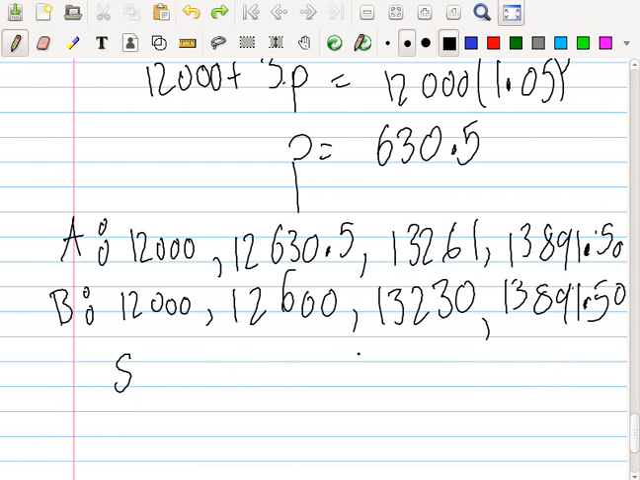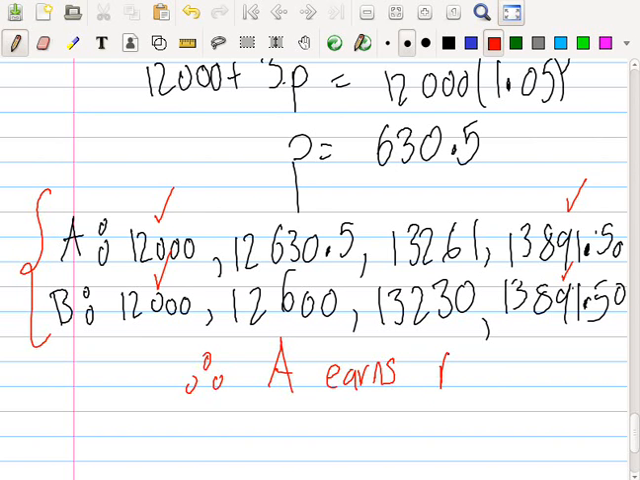Because if I look at these 4 here, in the first year, they both earn the same, yeah? And in the last year, they both earn the same. So it really just comes down to who earns more in the second and third year. So in the second year, who earns more? It's A. And in the third year, who earns more? It's also A still. So you can see just from this table of 4 here, therefore A earns more.